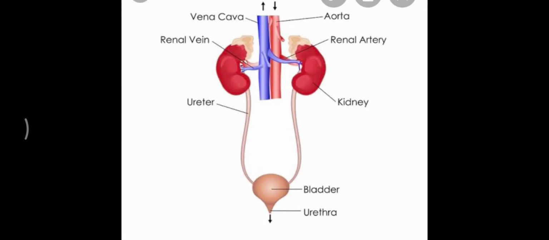In our last session, we learned about the excretory system in human beings. The diagram is in front of you, and I have told you that the main excretory organ is the kidney, right? Now, the kidney is basically a bean-shaped structure. It is reddish brown in color and located in the lower abdomen on either side of your backbone.